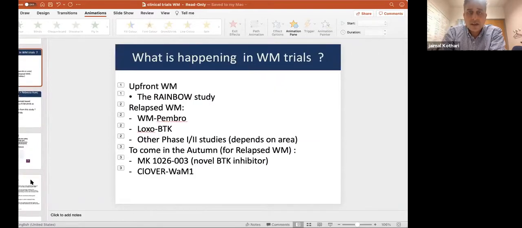Now, in terms of other clinical trials in WM that are open at the moment, here I've mentioned LOXO-BTK, and also MK-1026-003, because these drugs are both novel BTK inhibitors. Ibrutinib, acalabrutinib, zanubrutinib, we're very lucky to have this class of drugs, and we're lucky that at least we have access to ibrutinib in relapsed WM via the Cancer Drugs Fund for our patients in the NHS.